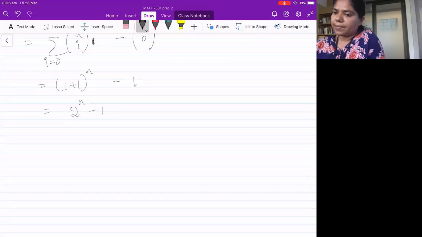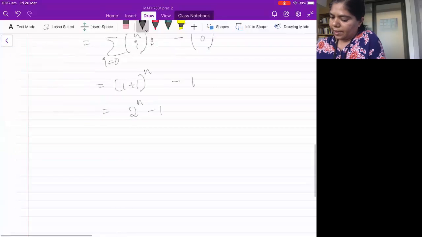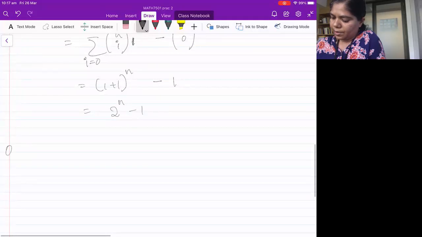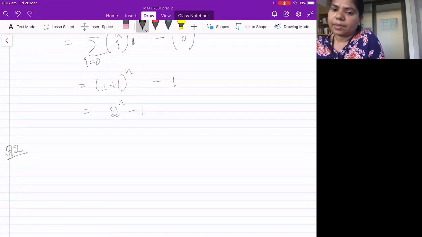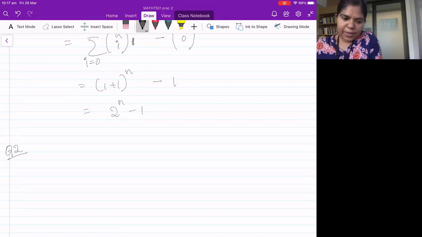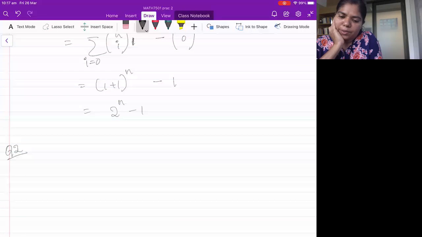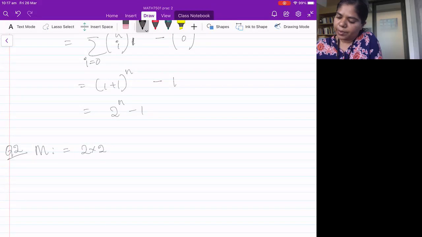Any questions? Question 2. You are given matrix M, the 2 by 2 matrices with real elements in the range minus 1 to 1. Set of 2 by 2 matrices.